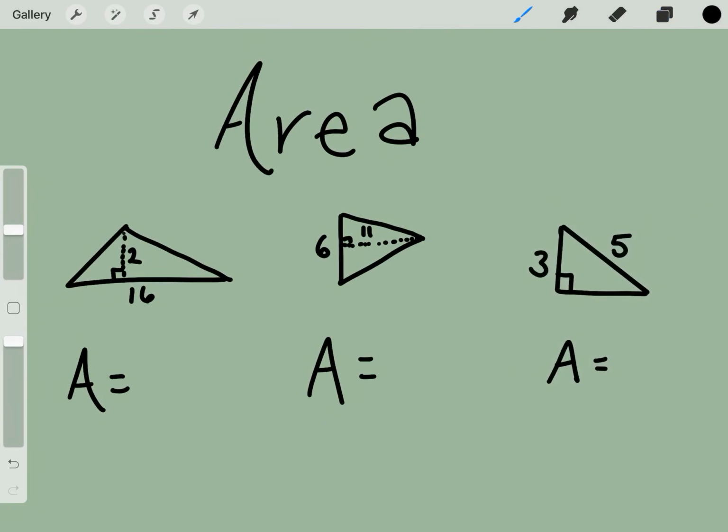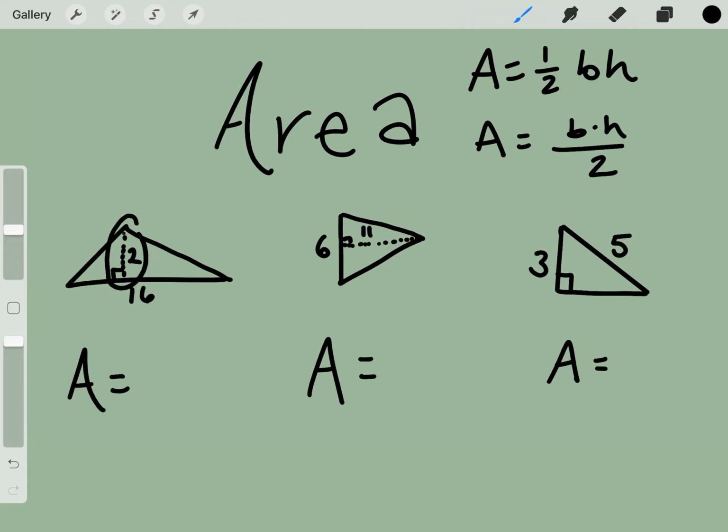So area, let's see if you remembered the formula correctly. The area formula for a triangle, there's two different ones. Area, you can write it as either 1/2 base times height, or you can write it as base times height divided by 2. Now, base and height aren't necessarily a side length on the triangle, because we have to be able to make the height of the triangle, but that's not necessarily the side length.